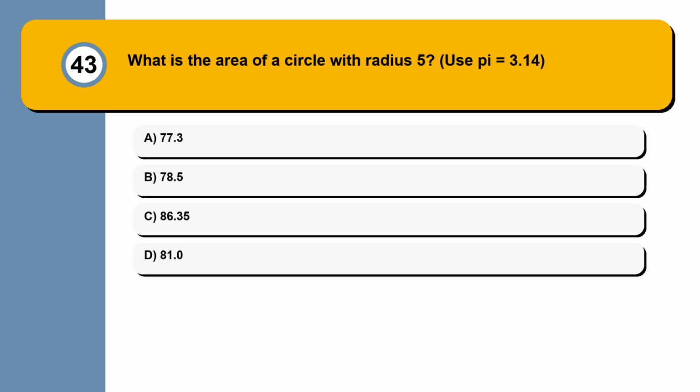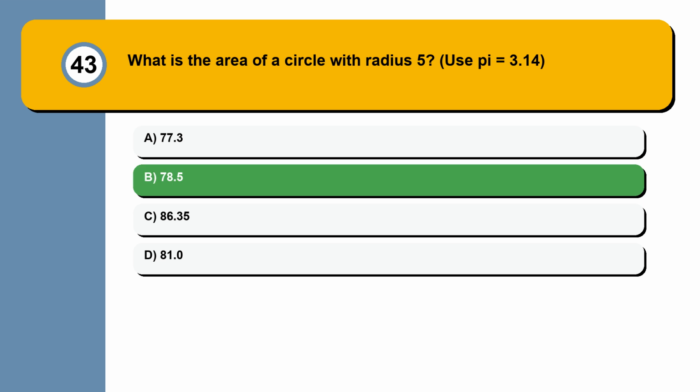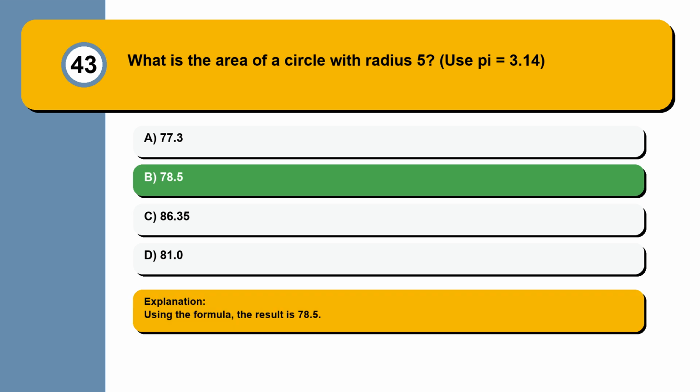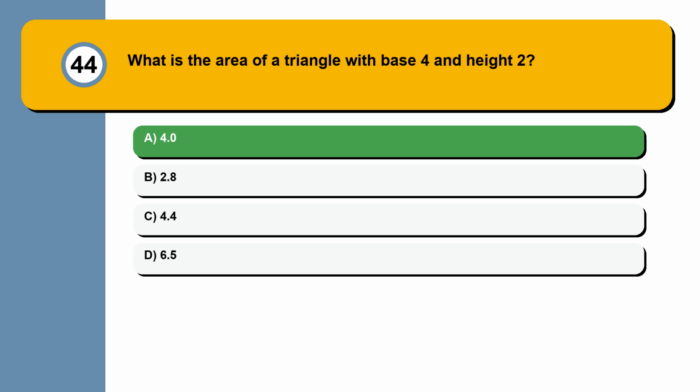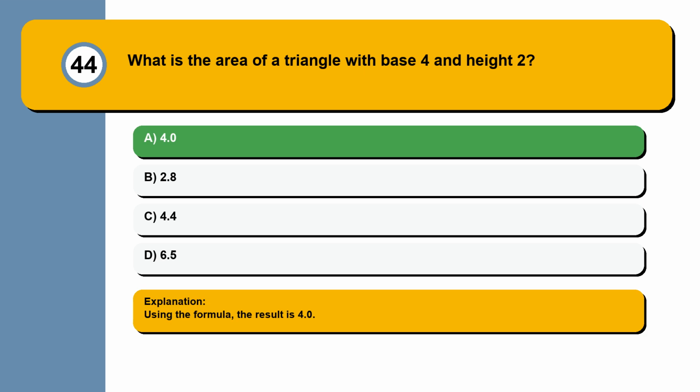Question 43. What is the area of a circle with radius 5? Use pi equals 3.14. 77.3, 78.5, 86.35, 81.0. Using the formula, the result is 78.5. Question 44. What is the area of a triangle with base 4 and height 2? 4.0, 2.8, 4.4, 6.5. Using the formula, the result is 4.0.